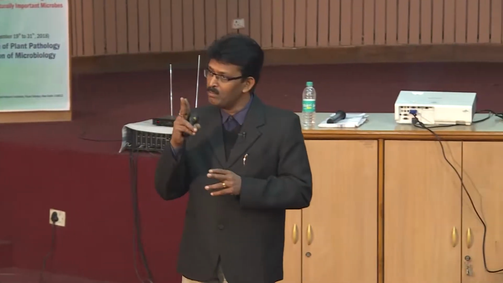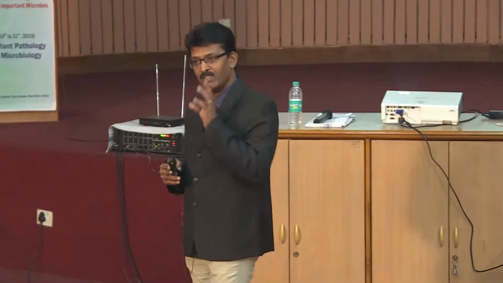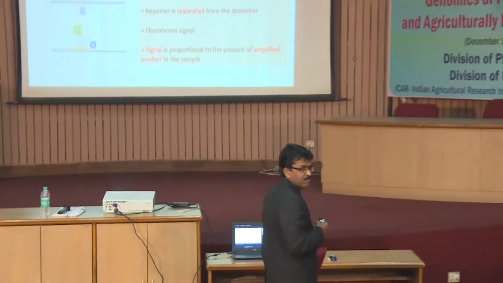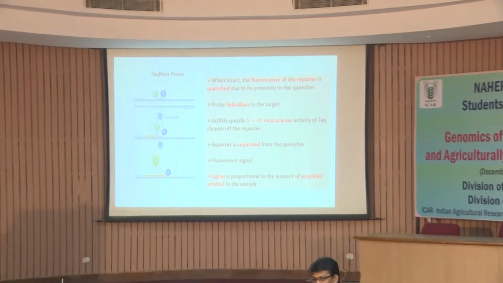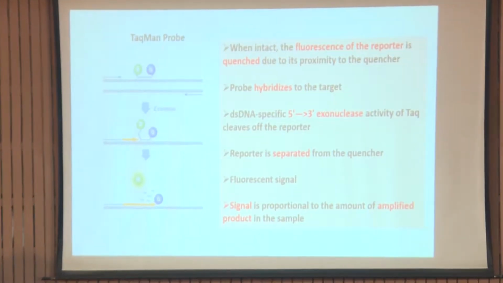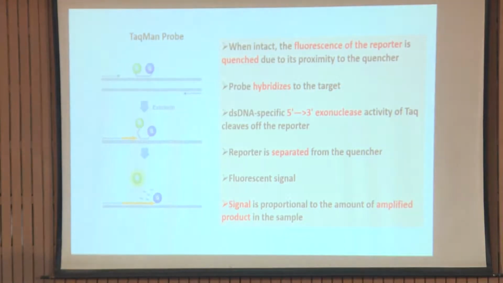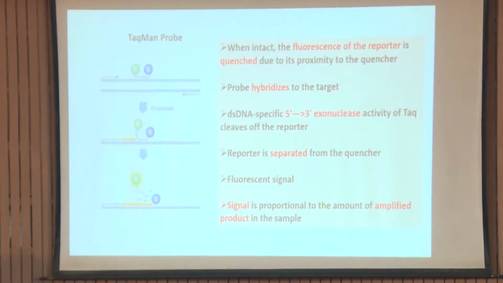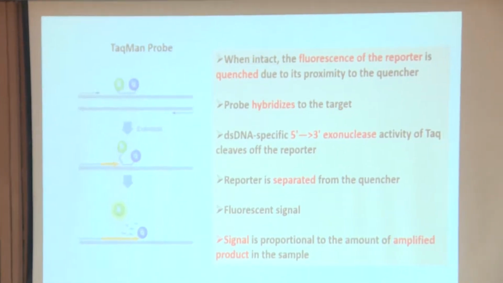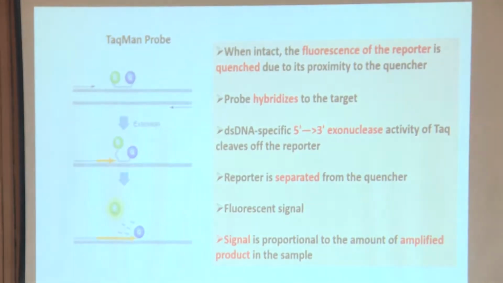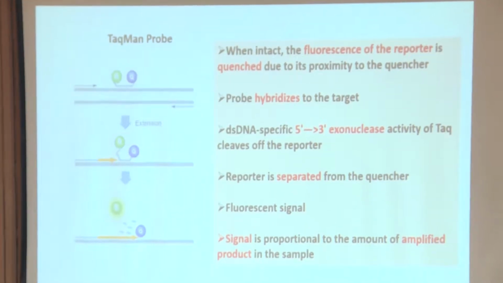So, when these two are together, the reporter is taking rest, okay, silenced. If you remove the quencher by some mechanism, this reporter will give you fluorescence. Now, how is this done? Let's see. The polymerase enzyme, which is adding the nucleotide after primer binding, has got another activity. How many of you know this? 5 prime to 3 prime exonuclease activity. Okay. This activity is very, very important for this probe based real time PCR.